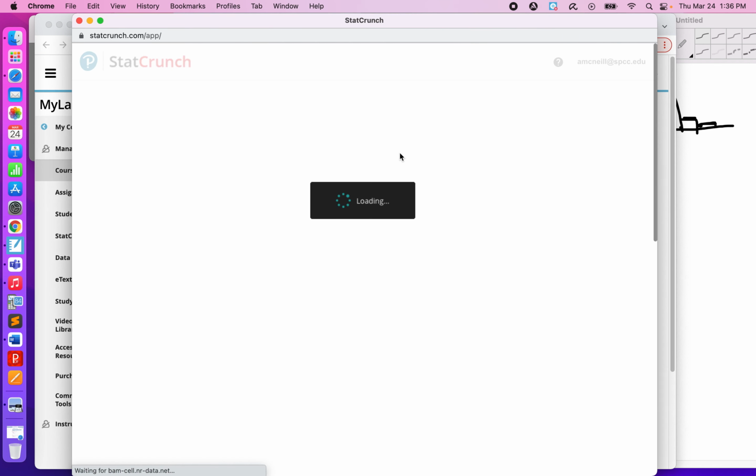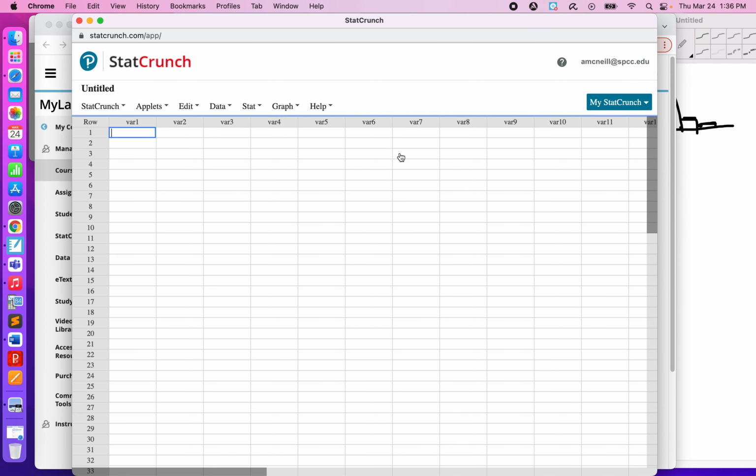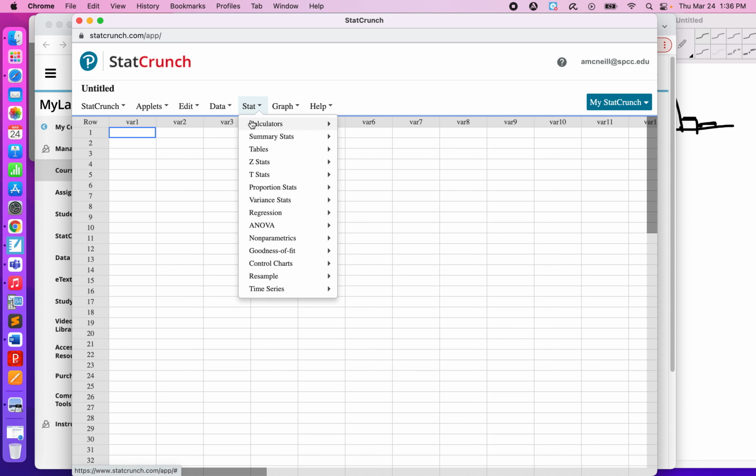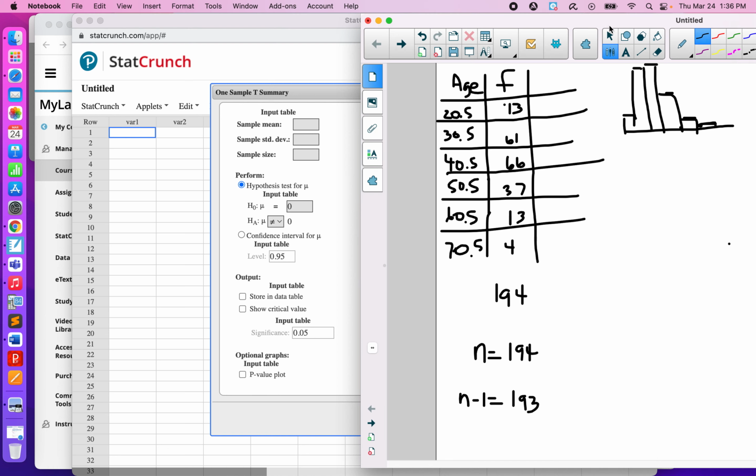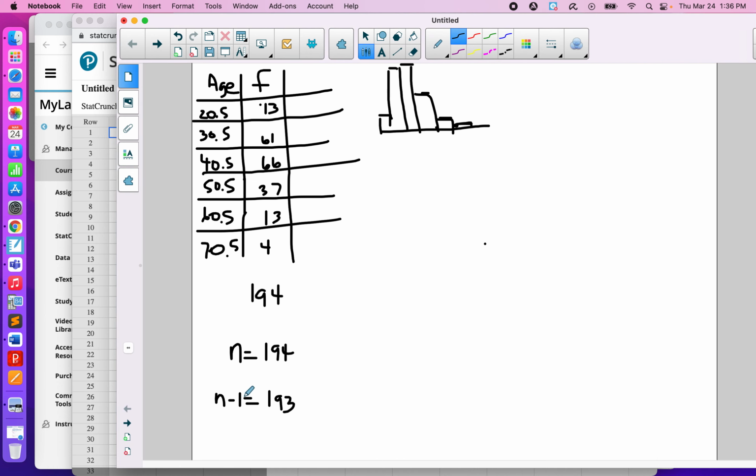Now, within StatCrunch, because they did not tell us anything other than that this is a frequency distribution, we have to figure out the standard deviation. So we go to Stat, T-Stats, One Sample, With Summary. This is where we go. But anyway, let me get back to my calculations here, because all I know right now is how many I have.